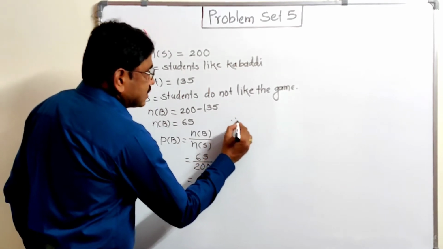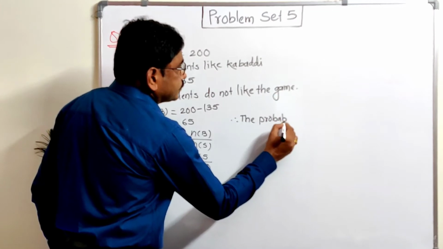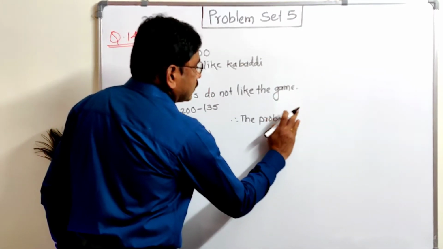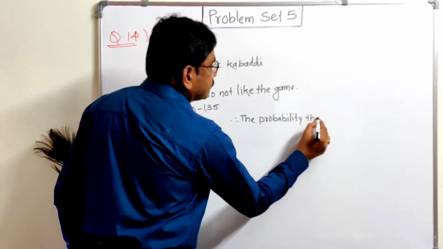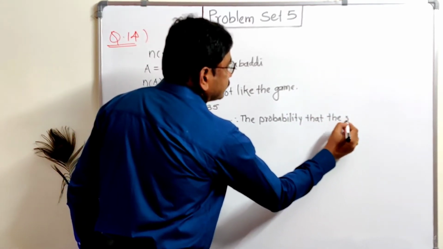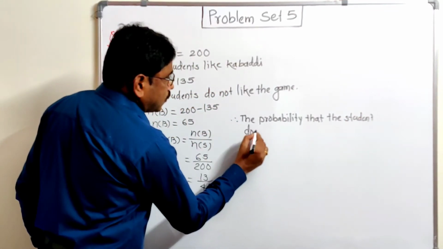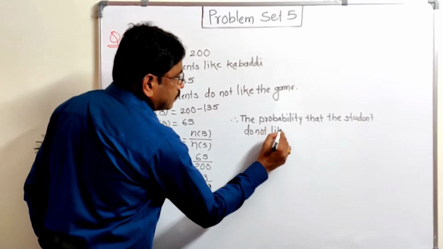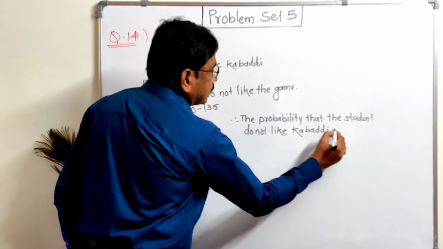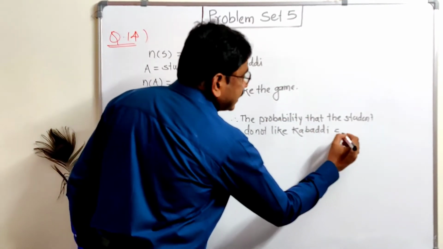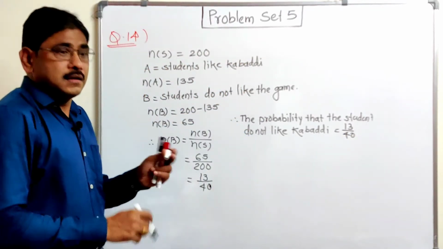Therefore we can write the answer. The probability that the student does not like kabaddi is 13 by 40. That probability is 13 by 40.